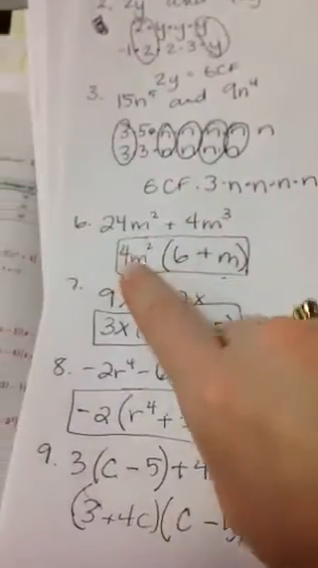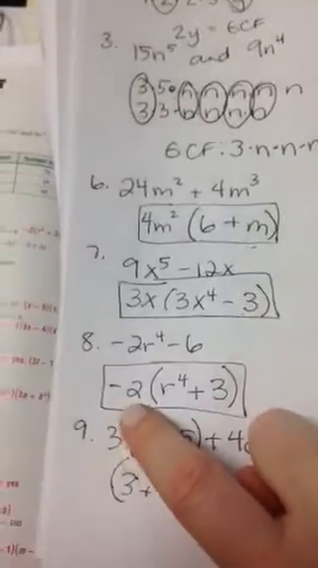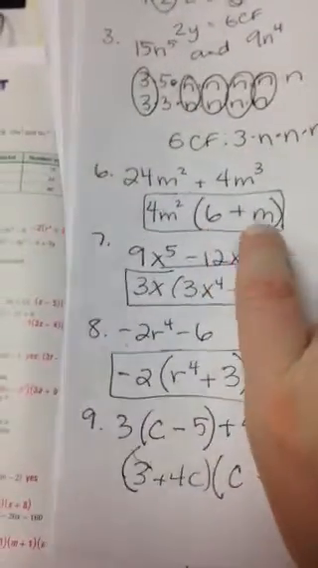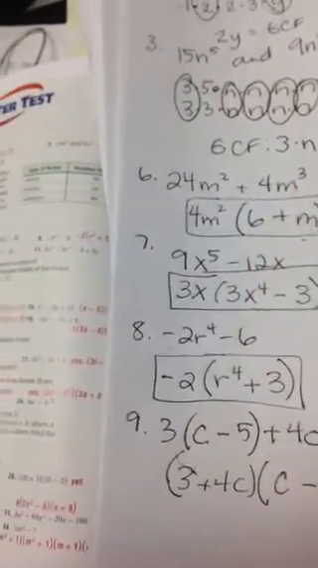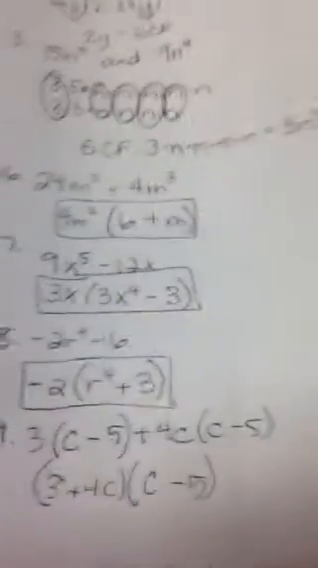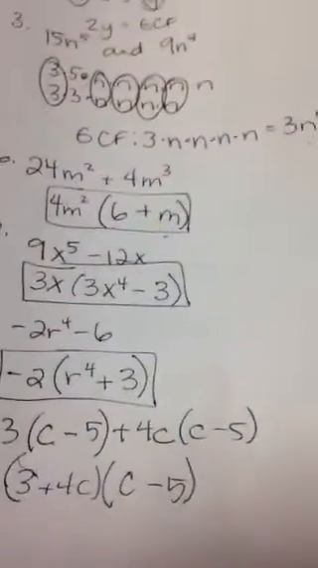Once you have the GCF out, which you can see here on each one of these problems, I took a GCF out. Then you look at what's left over and you ask yourself, okay, do I have 2 terms? Do I have 3 terms? Do I have 4 terms? And that's where you get into the rest of the factoring.